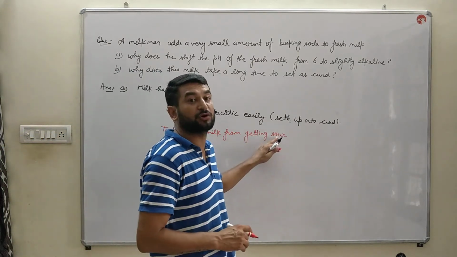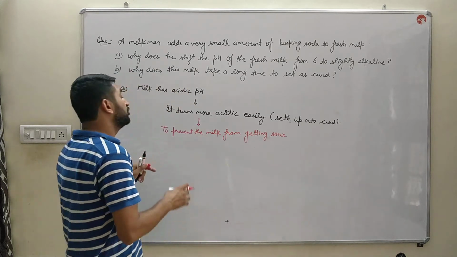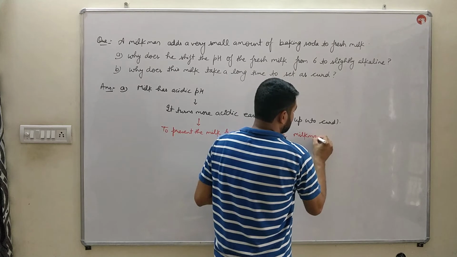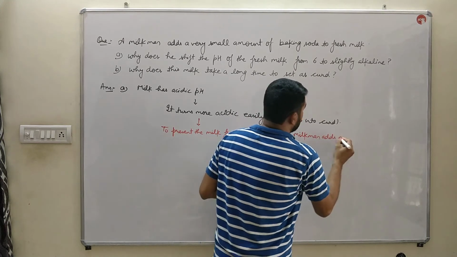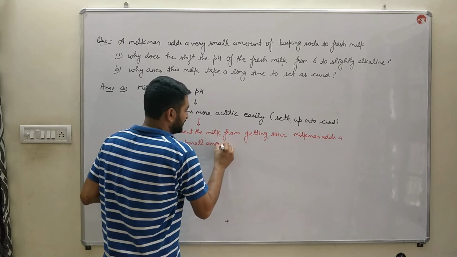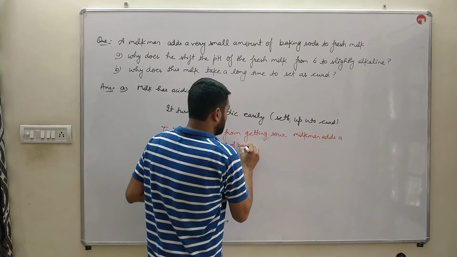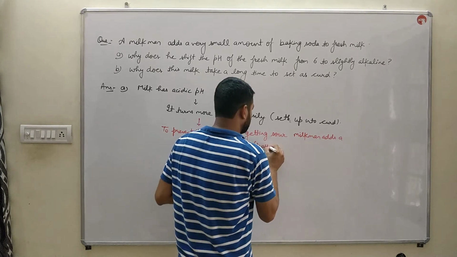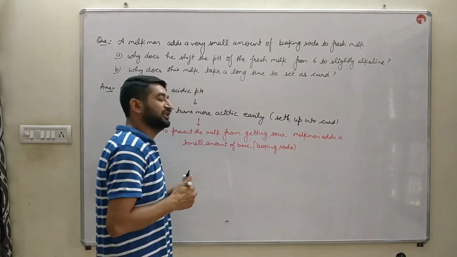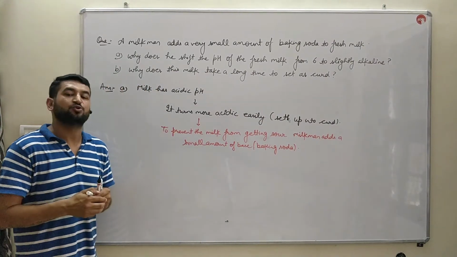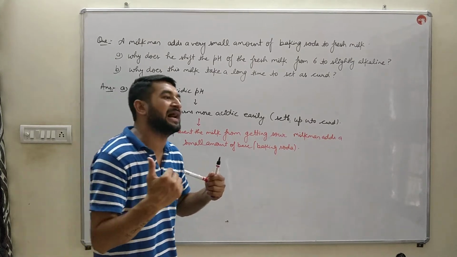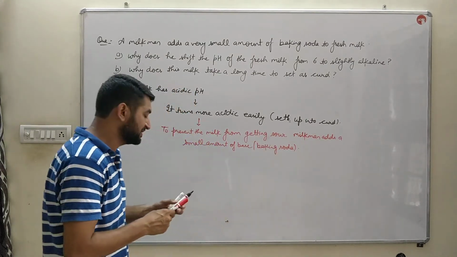So, to prevent the milk from getting sour, the milkman adds a small amount of base. Which base? Baking soda into the fresh milk. And due to the addition of baking soda, the pH of the fresh milk slightly becomes higher than its usual pH, that is 6.